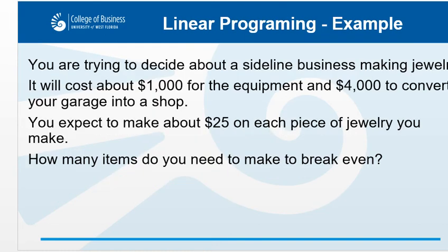Here's an example. You're thinking about starting a sideline business, perhaps making jewelry. It's going to cost you about $1,000 for the initial equipment that you need: stone cutting equipment, soldering equipment, those type of things. And about $4,000 to convert your garage into a shop. Right now you think that you're going to make about $25 on each piece of jewelry that you make.